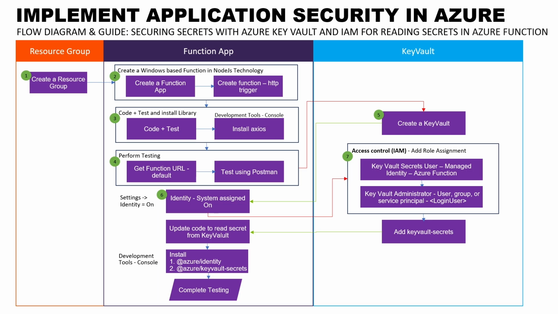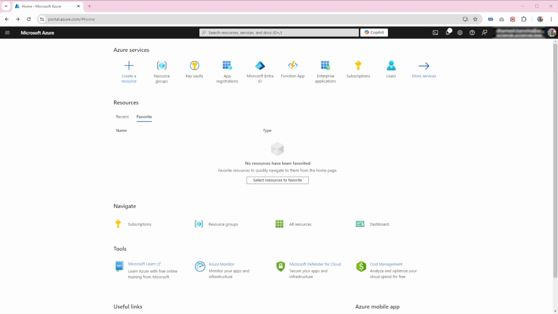After setting up Key Vault, we will add a secret and keys into it. We will then update the code to read secrets from the Key Vault. To read the secrets, we will need an additional library, so it's important to install the required dependency. Finally, we will conduct testing to ensure the Azure Function can read secrets from Key Vault and is functioning as expected. Now that we know the steps, let's dive into the Azure portal and begin implementing our solution.